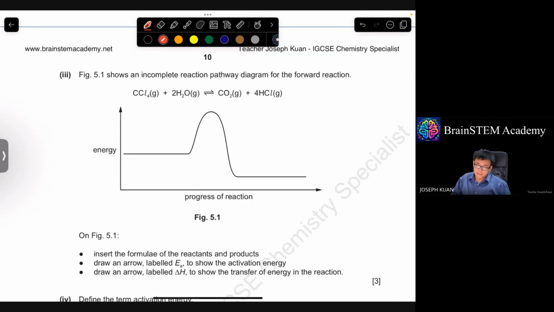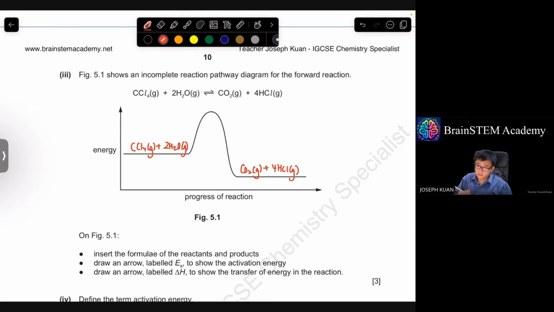Figure 5.1 shows an incomplete reaction pathway diagram for the forward reaction. On the figure, insert the formula of the reactants and products. Draw an arrow labeled EA to show the activation energy. Draw an arrow labeled delta H to show the transfer energy in the reaction. Okay, first of all, let's copy the reactants. So CCl4 and 2H2O turn into CO2 and 4HCl.